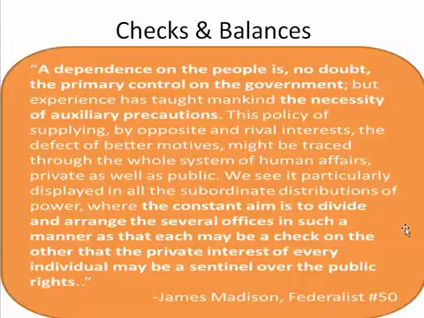In other words, it's human nature that we compete with one another and have rivalries opposite one another, private as well as public. We see it particularly displayed in all the subordinate distributions of power, where the constant aim is to divide and arrange the several offices in such a manner as that each may be a check on the other, that the private interest of every individual may be a sentinel over the public rights. In Federalist number 50, he's talking about checks and balances. How do you divide government up and give it checks and balances?